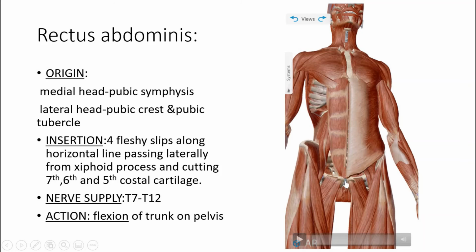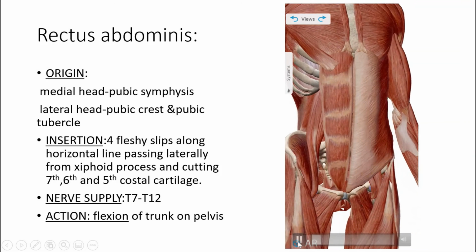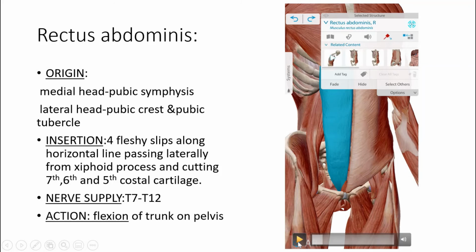So origin, it has two heads. The medial head arises from the pubic symphysis anterior part, you can see here, and the lateral head. So this arises from the lateral part of pubic crest, the pubic tubercle. Medial head from the pubic symphysis and lateral head from the pubic crest and pubic tubercle. And in insertion, it is inserted on the anterior thoracic wall by 4 fleshy slips along a horizontal line. So this passes laterally from xiphoid process above and cutting the 7th, 6th, 5th costal cartilages.